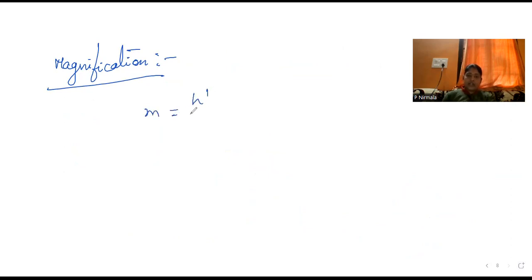Next, magnification. So magnification m equals h dash by h. What does h dash by h mean? Height of the image by height of the object. The other form is minus v by u. Understood? Minus v by u. So this is the magnification formula.